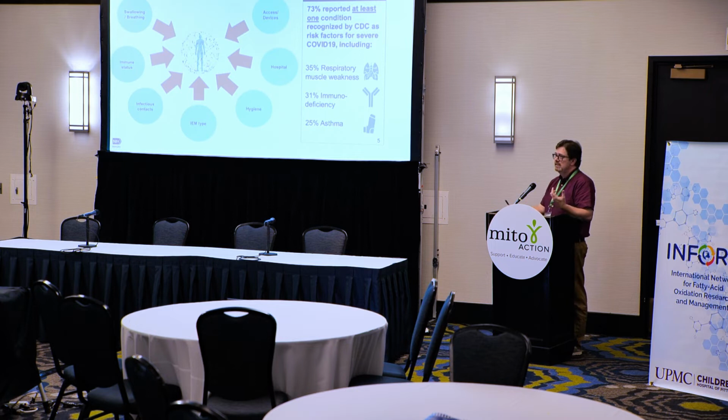Kids with mitochondrial disease also have other risk factors, as do other inborn errors of metabolism. Not only do they have their disorder that they are dealing with, which comes with things like devices, trouble with swallowing, breathing, but they can also have other comorbidities, like asthma. Asthma was a risk factor for adverse outcomes in COVID. A lot of our patients do have respiratory muscle weakness. A lot of our patients reported immunodeficiency, and then asthma I mentioned.